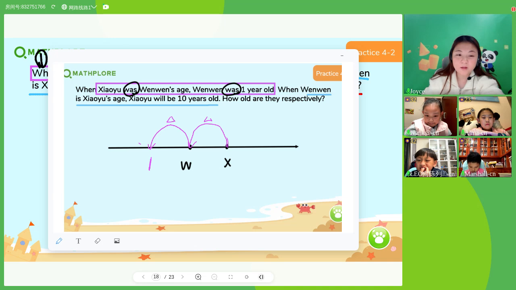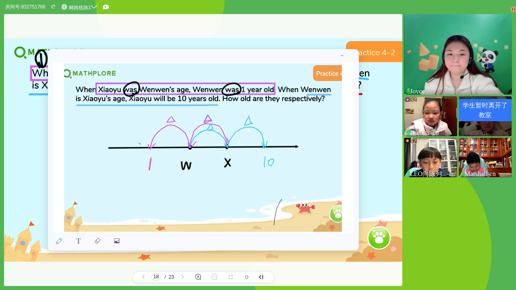Next time we draw when Wenwen is Xiao Yu's age, Xiao Yu will be 10 years old. So these two parts are still the same. This is 10. Clear? So what's the next step? I just forgot this part. It's okay, let me just remind you.